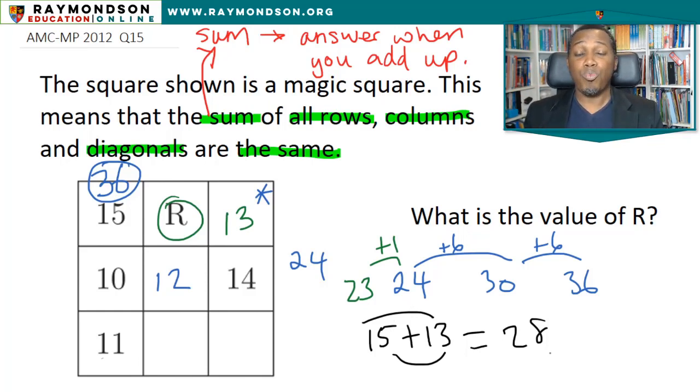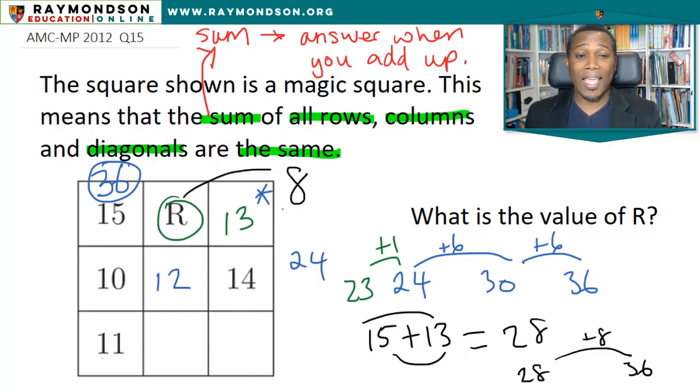28, how much more to get to 36? If I start at 28 and I want to get to 36, 2 to 30, and then 6 more, I need to add on 8. So the value of R is going to be 8. The answer you're looking for, 8. And we can check it out. 15 and 8 is 23, 23 and 13 is 36. So the answer for R, unless I've made some crazy mistake, that's my disclaimer, is 8.